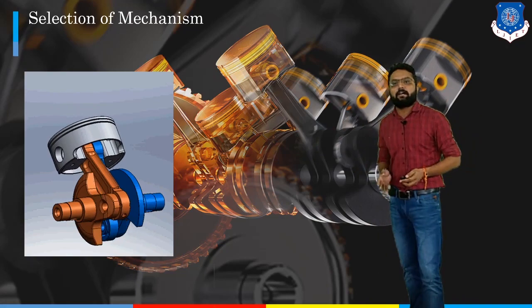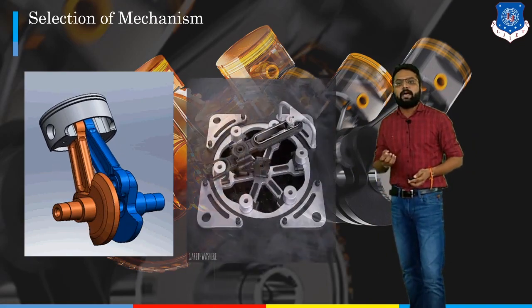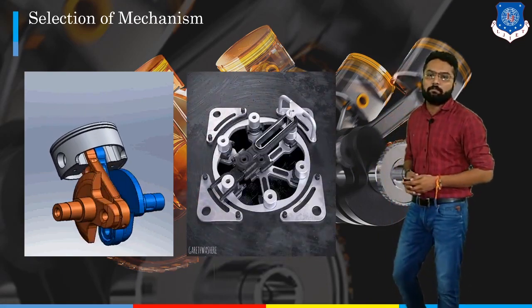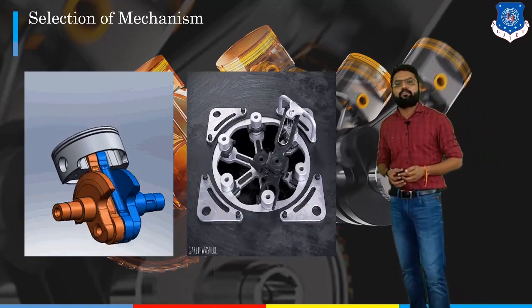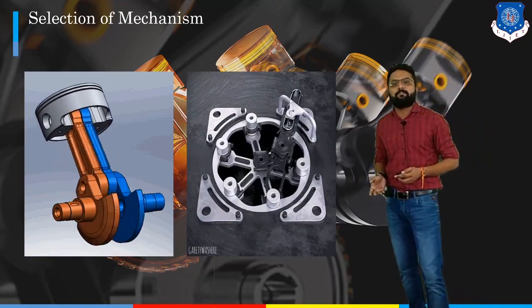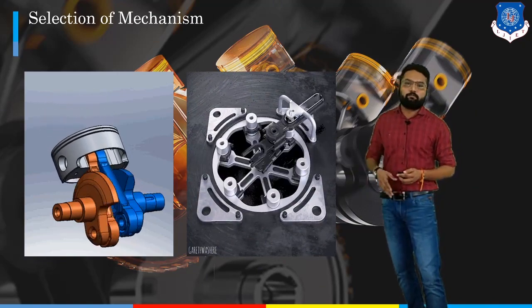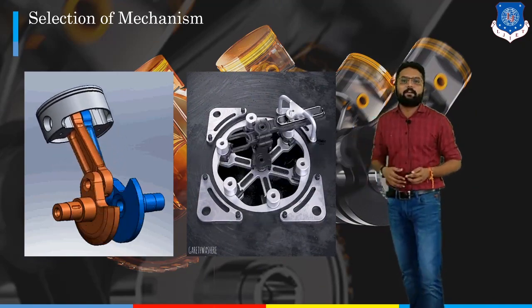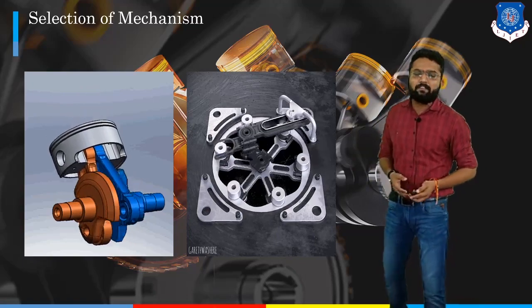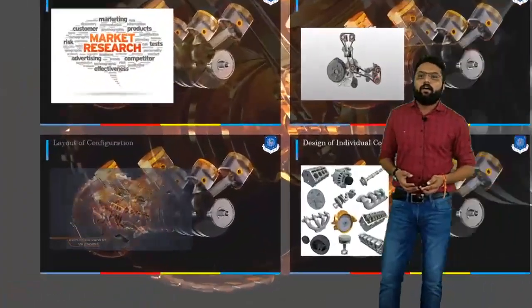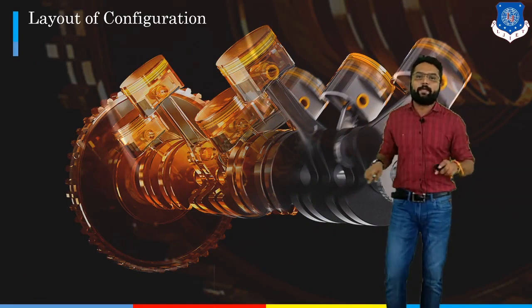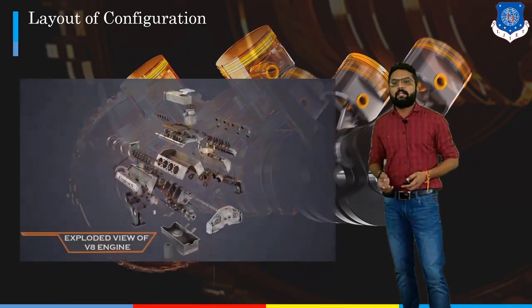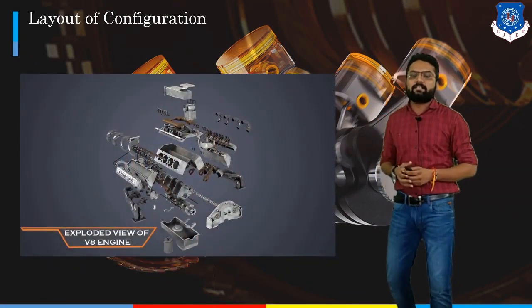This is the slider crank mechanism, and you can see this is one of the classical cases of a mechanism. Clear? In this case also we have to know what kind of degree of freedom we have provided, as well as what kind of motion we require, the function of our motion. After selecting the mechanism, we are going to decide what could be the layout of our components. Clear? Here, for our IC engine, this could be our layout.